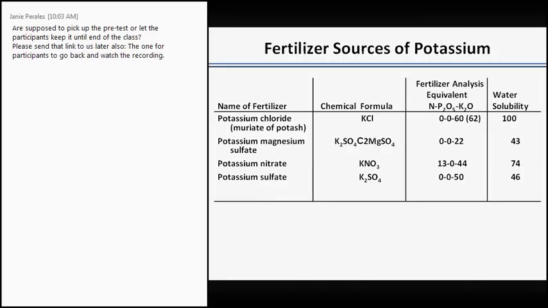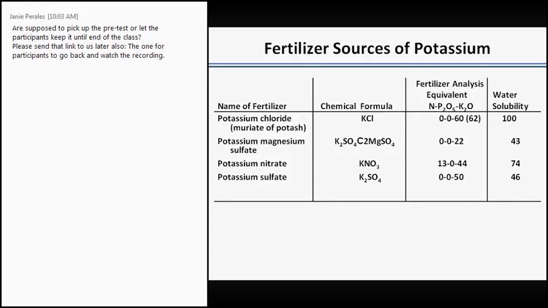So what are some sources? Like I said, the dominant one that we normally see is going to be potassium chloride, muriate of potash, KCl. It's almost always referred to as 0-0-60. Now, how do we come up with these numbers?